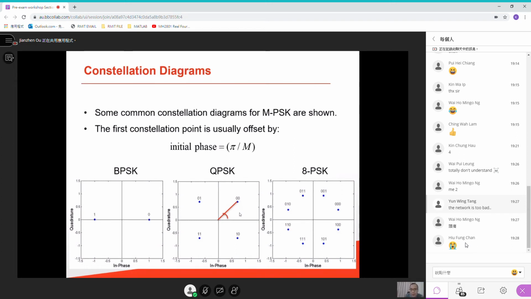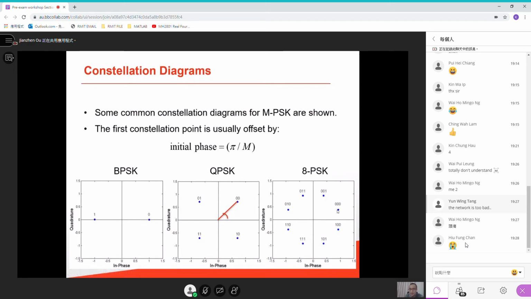But let's move on. For APSK, the initial phase is pi over 8. That means if you draw a line from 0, 0, 0 to here, the angle in between is pi over 8. If you go to 0, 0, 1, what's the next phase? You can add something to it. For instance, for 0, 0, 1, you draw a line to here, and the angle is pi over 8 plus the angle between here and here.